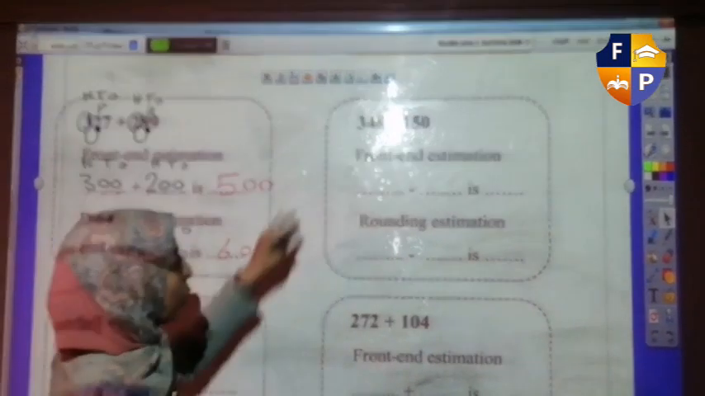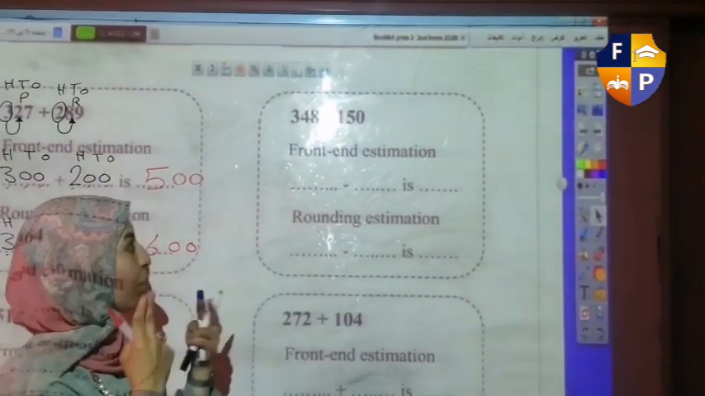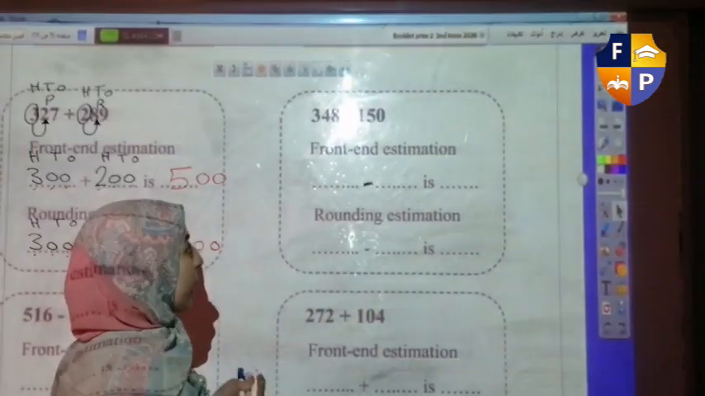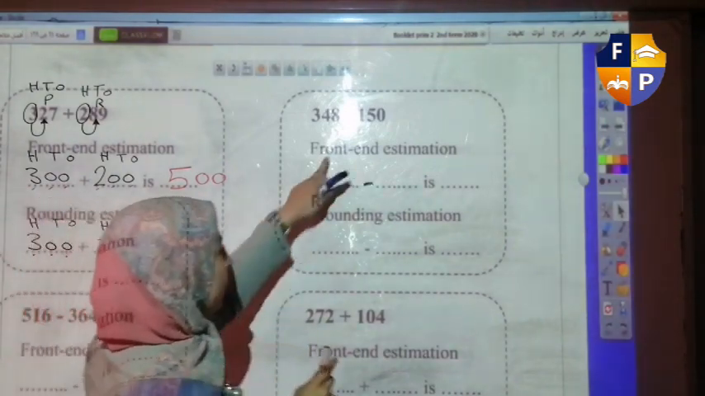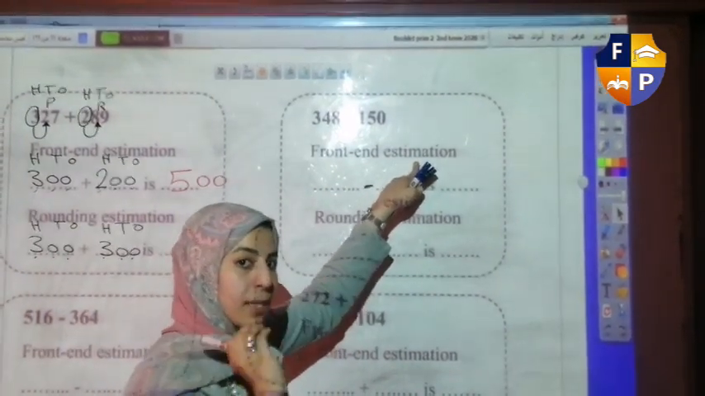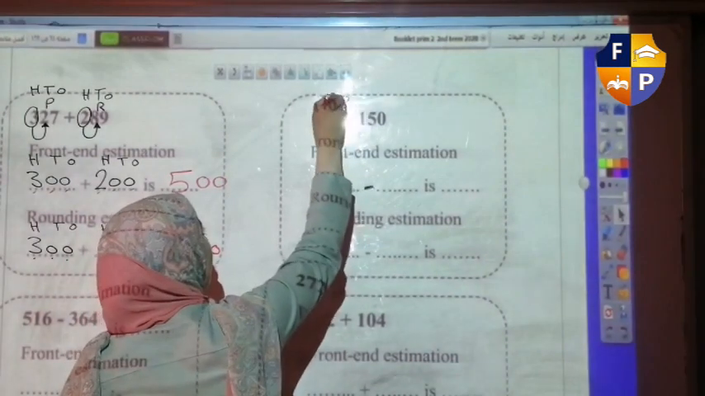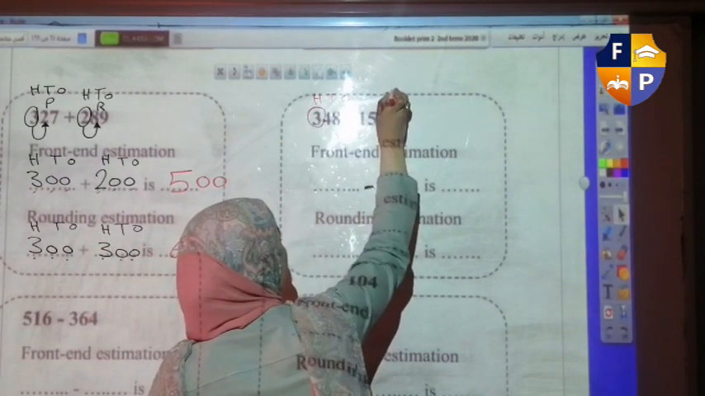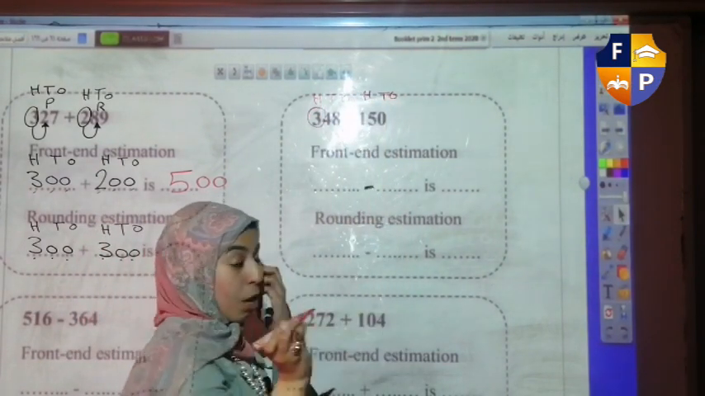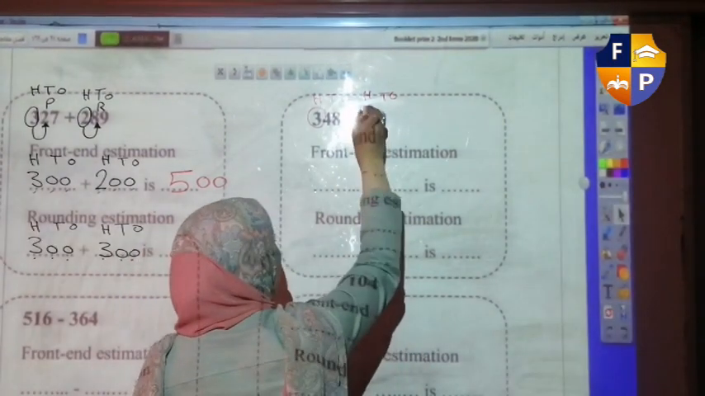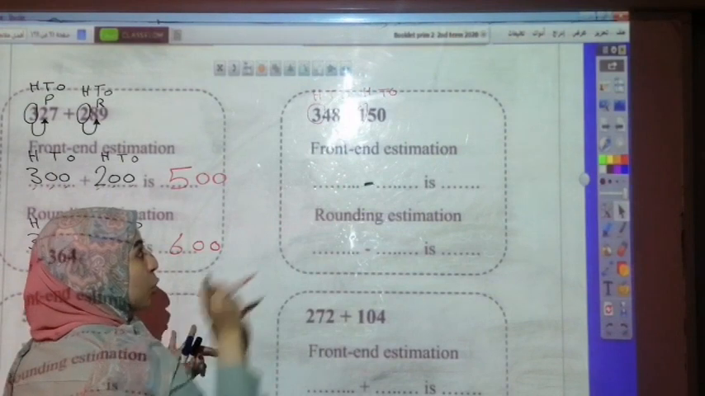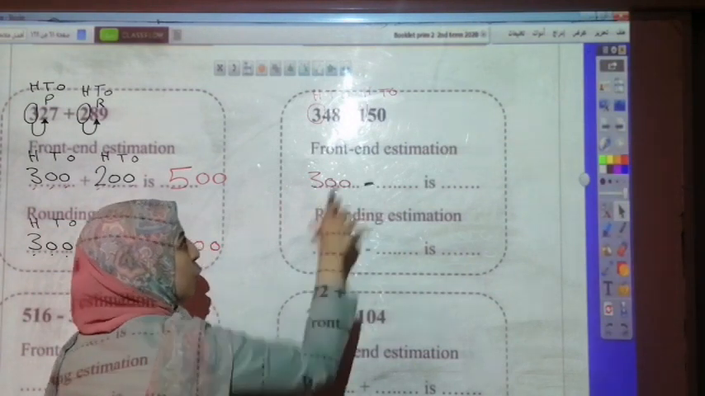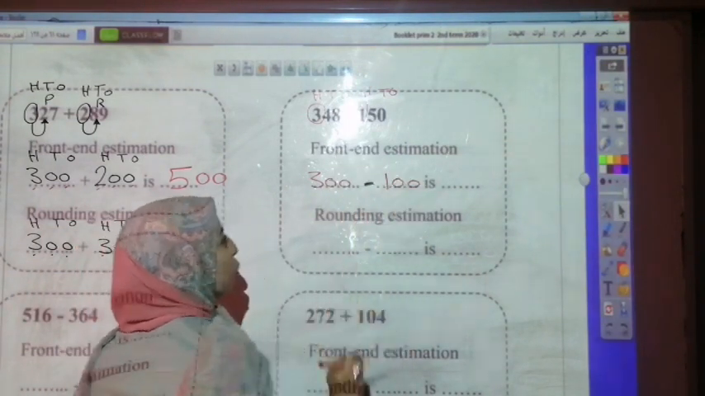And now I will solve subtraction operation by the two strategies, front-end estimation strategy, then rounding estimation strategy. Firstly, I will solve with front-end estimation, which depends on the highest place value. Here I have ones, tens, hundreds. So my highest place value is 3 in hundreds. And here I have ones, tens, hundreds. So my highest place value is 1 in hundreds. So 348 is estimated to 300. 150 is estimated to 100. And now do my subtraction operation.